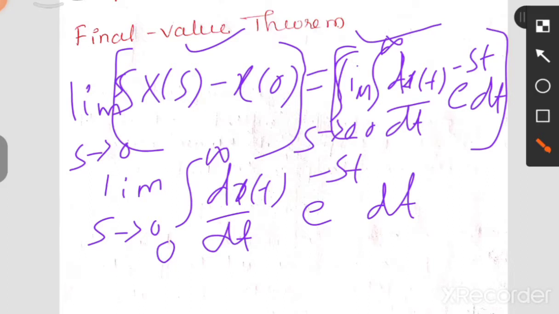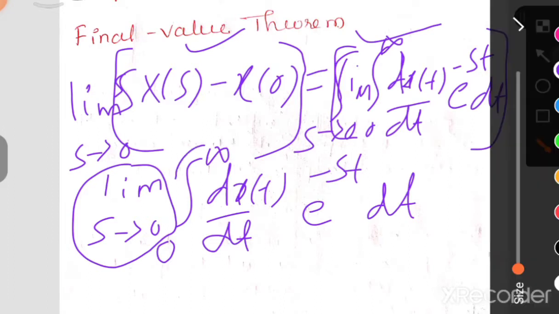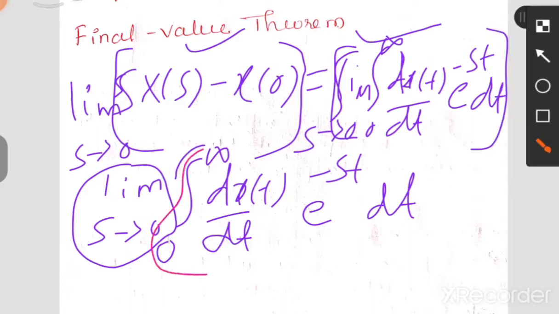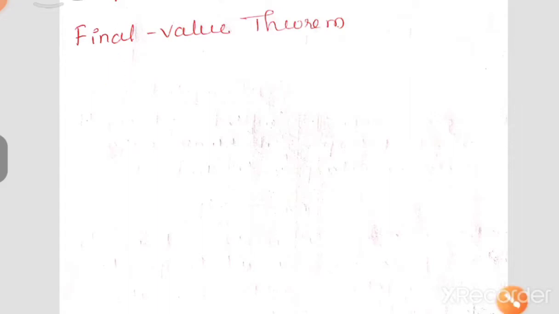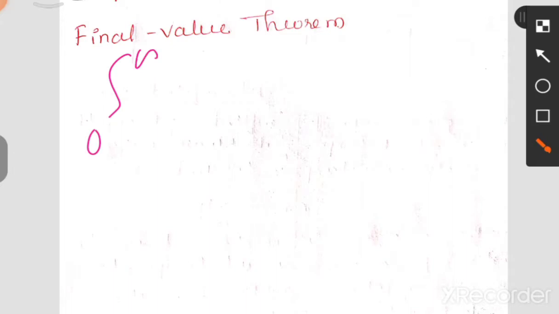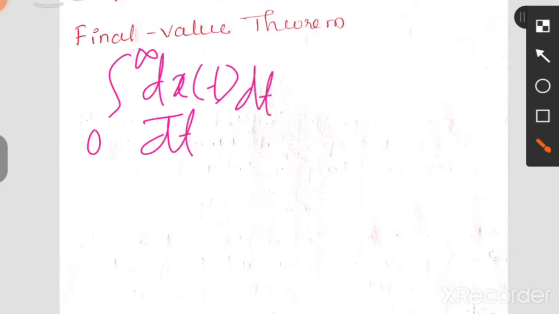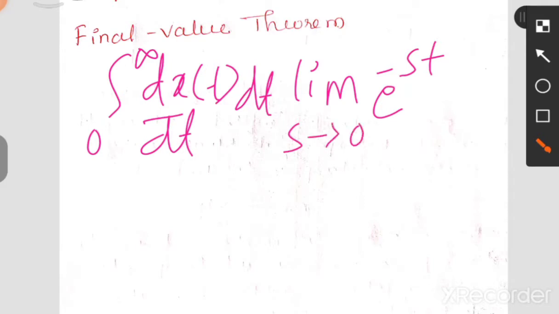Now in this case, the limit will be taken inside the integration, since in this integration only dx by dt is with respect to t, where s comes only with respect to this e. Therefore we'll write only the right hand side. So this will be the limit of, we'll take the integration of 0 to infinity dx of t by dt into dt, and then the limit will be taken inside, that is the limit of e raised to minus st where s tends to 0. Now only the right hand side we have taken.